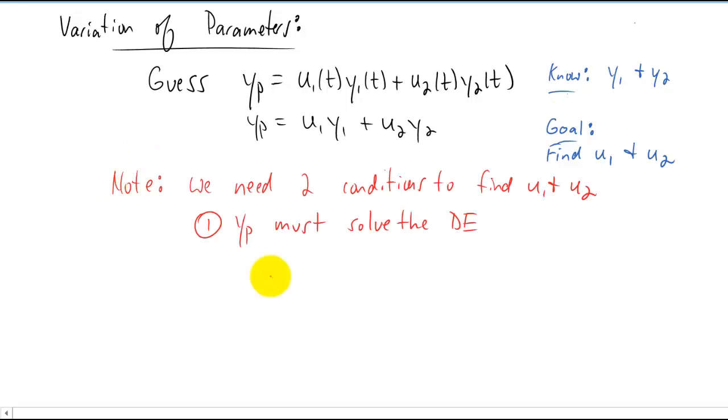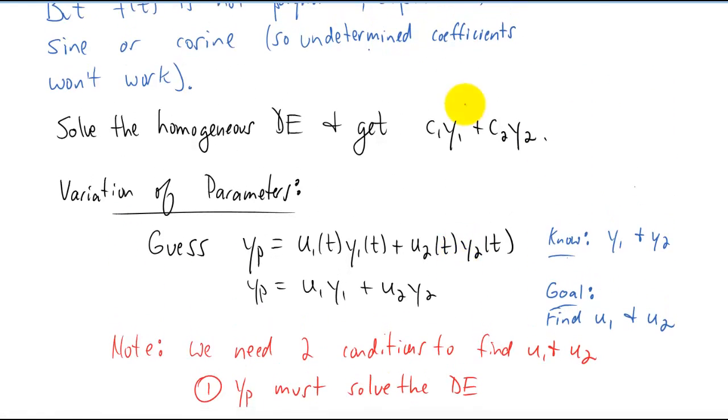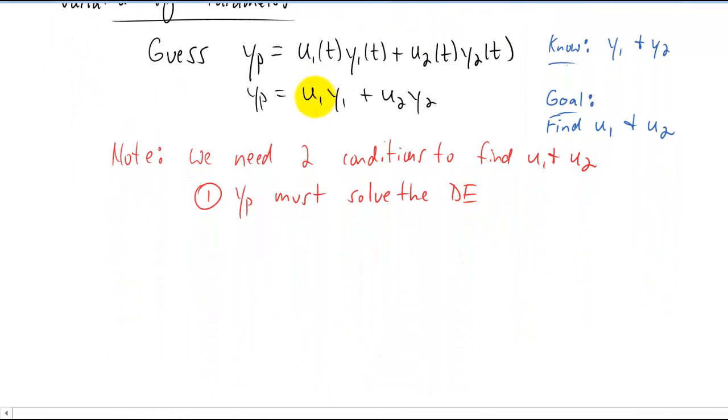Before we start plugging things in and getting going on this process, I do want to make one note. The note is that we actually need two conditions to find u1 and u2. Just like when we had c1 and c2 in a general solution to a differential equation, we needed two initial conditions to find c1 and c2. We actually need to satisfy two different conditions to find u1 and u2. The first condition is a pretty obvious one. It's the condition that our guess, yp, must solve the differential equation. Now since that's the only condition that actually matters, we can make up a second condition wherever we want in this process to make our lives a little easier. So this is to be announced.